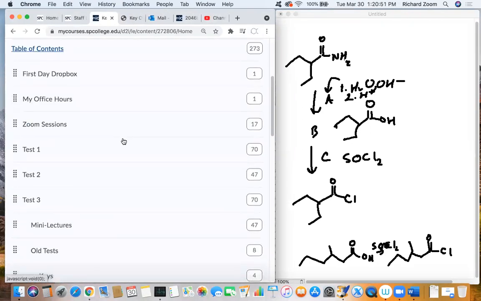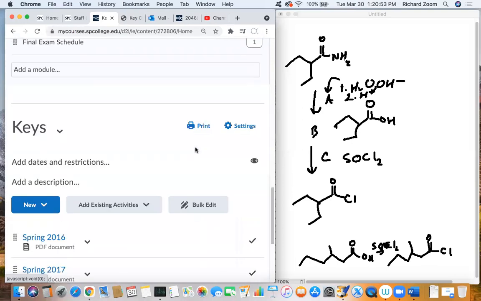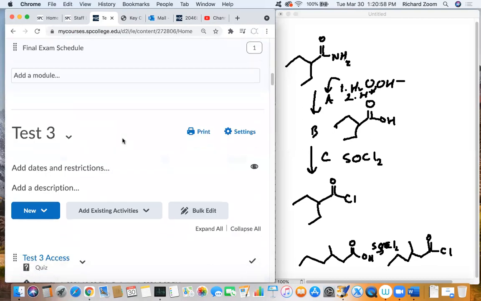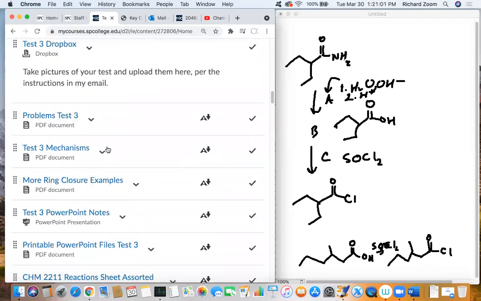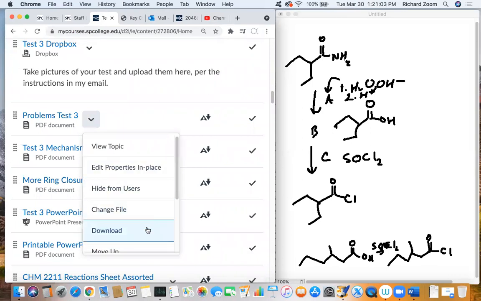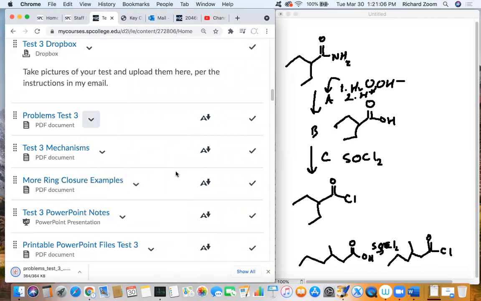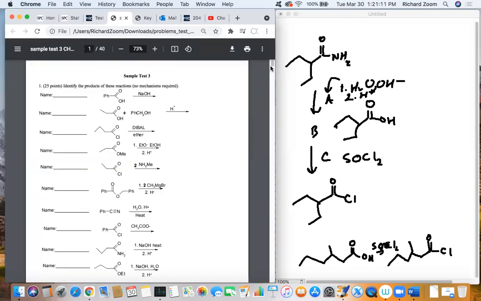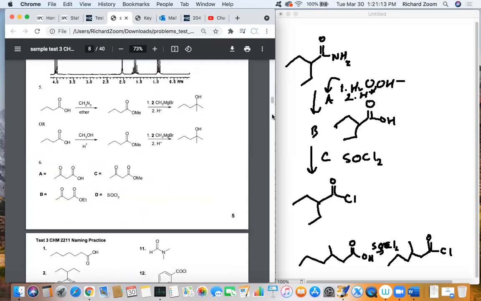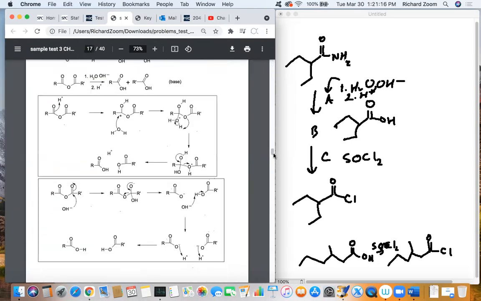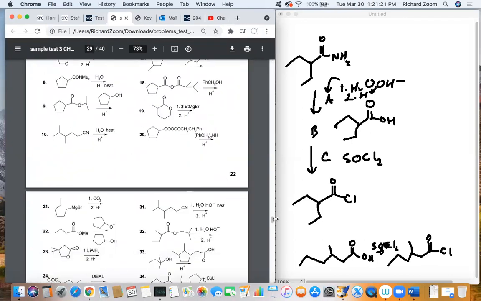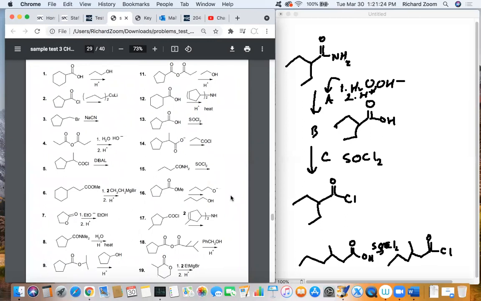All right, Courtney, you had a question. It was one of the reactions in the blue book. Okay. I'm going to open up the floor here to any questions anybody has about anything about test 3. But I put Courtney off earlier. Let me see if I can find it. What problem was it? It's number 12. Okay.